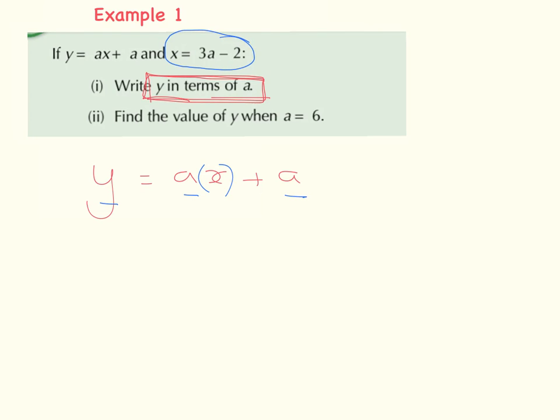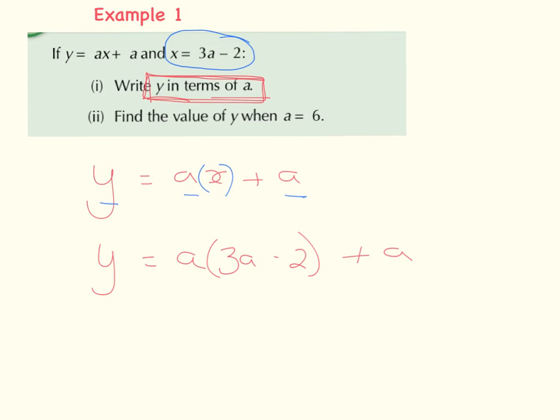So I can now, instead of having my x there, write 3a minus 2. But remember, it's ax, which means it's a multiplied by x. So if x is 3a minus 2, it's now going to be a multiplied by 3a minus 2. I'll show you what that will look like. We'll have our y equals a, instead of writing x, I'm now going to write multiplied by 3a minus 2. And then I still have my plus a at the end. So technically now I have started to write y in terms of a because I only have y's and a's as my unknowns.